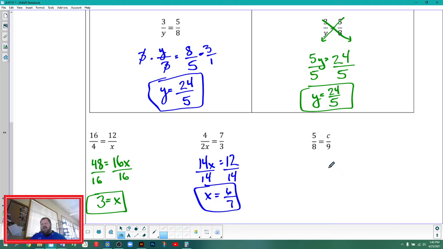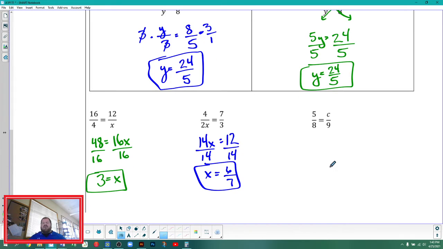This one, let's say I'm on a roll here, and I'm good at using my cross products. Let's go ahead and do that. C times 8 is 8C. 5 times 9 is 45. And then I divide by 8.